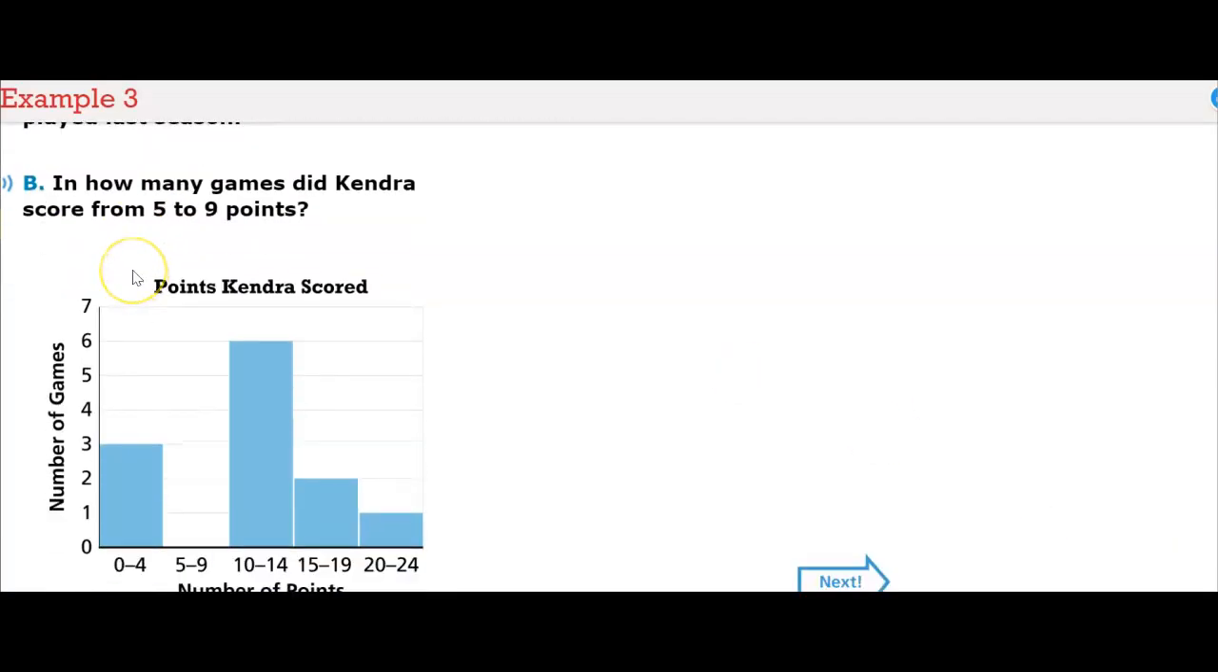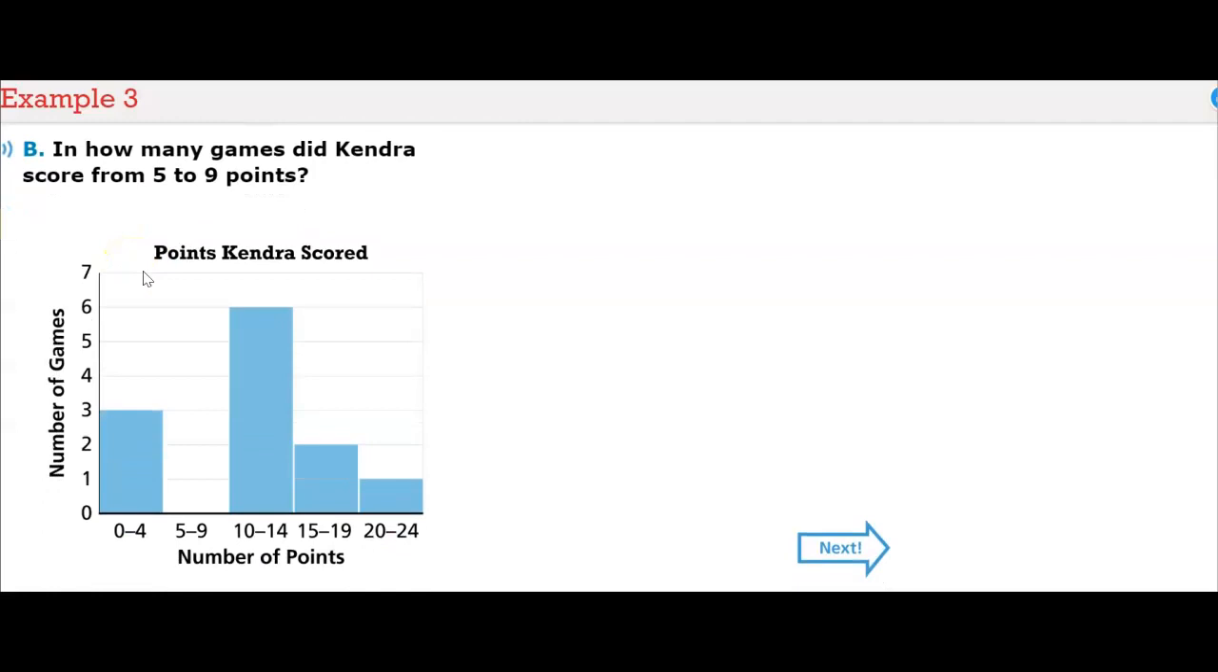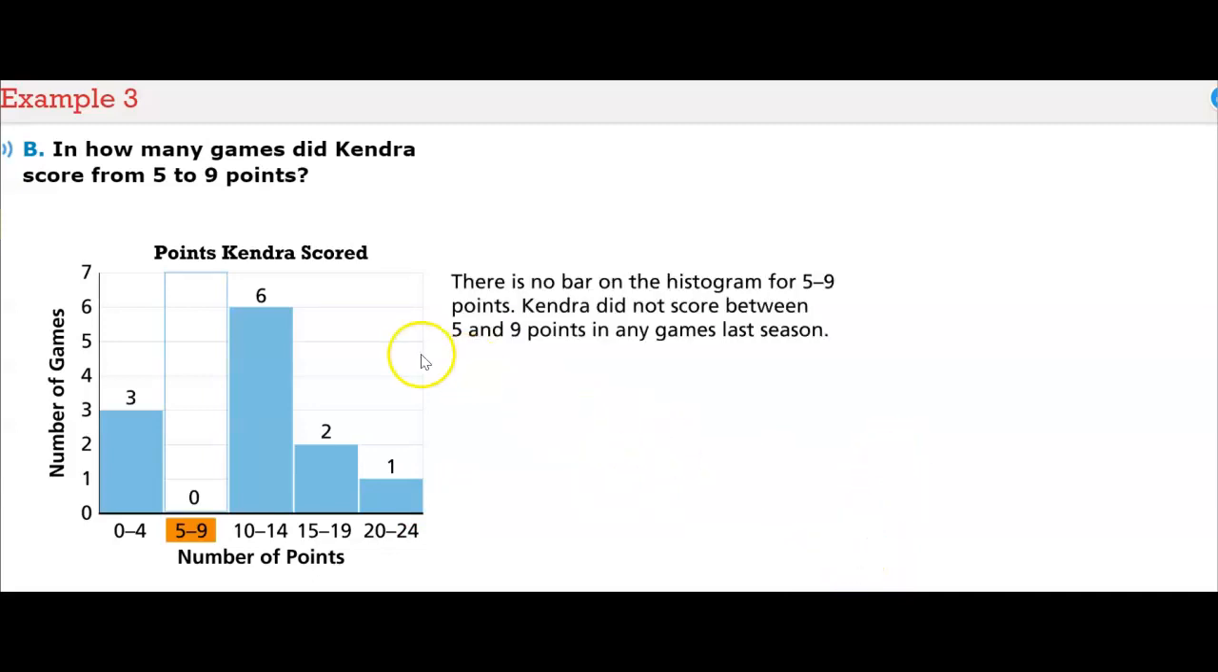Now it says how many games did Kendra score from 5 to 9 points? Well, we look at our histogram, look at that interval, and there's no bar. So that means she did not score any games with 5 to 9 points. She either scored less or more than 9 points.